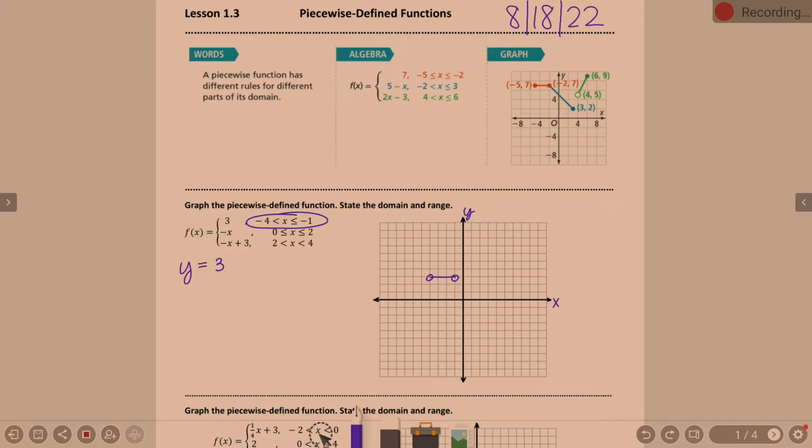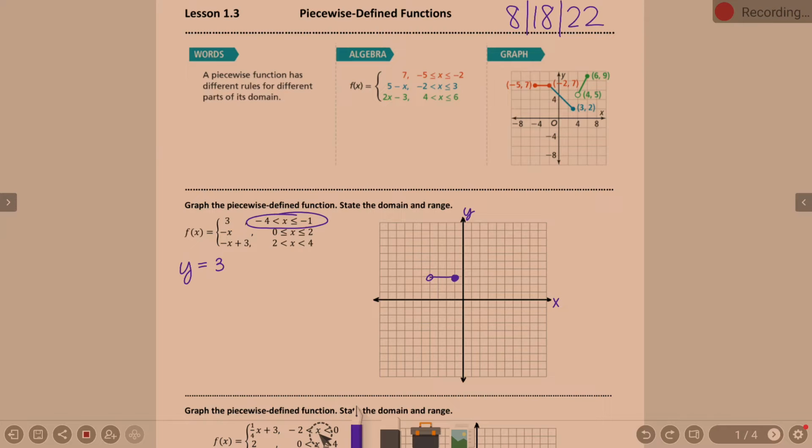Did I get it right there? So we're at the 3, and we're going from negative 4 to negative 1. Now, one of those endpoints needs to change. Got it, Aaron? Yeah, the negative 1. What do I need to do with the endpoint at negative 1? Color it in. We're going to color it in.